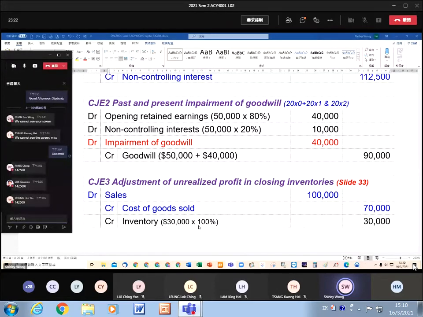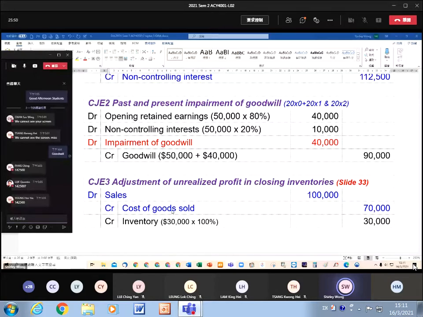Okay, and you remember that this is a downstream transfer, downstream sales. Since it is downstream sales, when you debit sales and credit cost of goods sold, this represents debit sales of the holding company and credit cost of goods sold of the holding company. It will not affect the subsidiaries, so it will also not affect the sharing of the NCI.